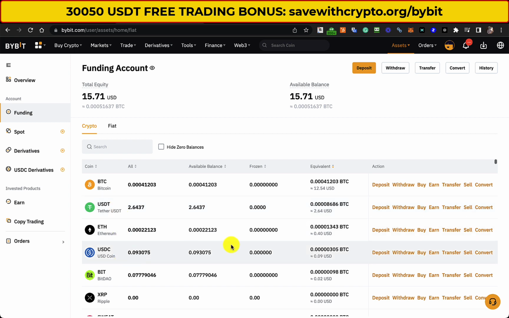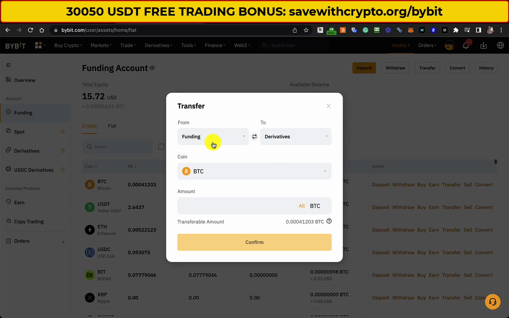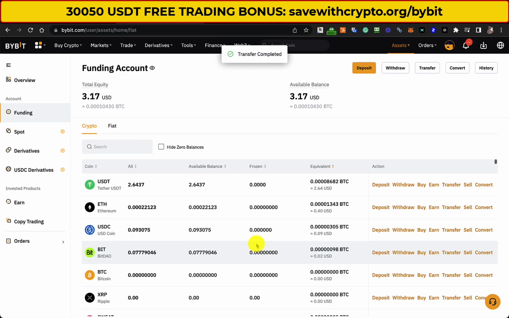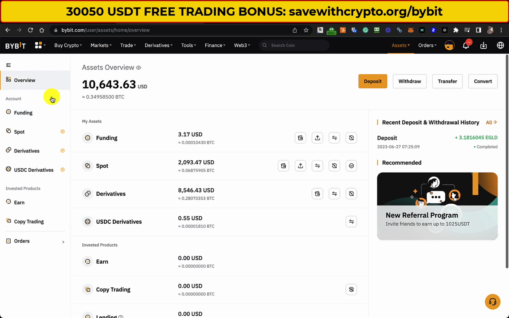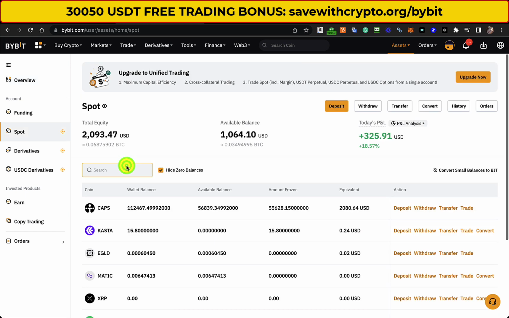And if you want to move these about, so for example, I want to move the Bitcoin there to the spot account, I can just go like transfer from funding to spot, say, and that will move it into the spot account. Now, the spot account is used for trading when you're essentially buying and selling coins with different coins.